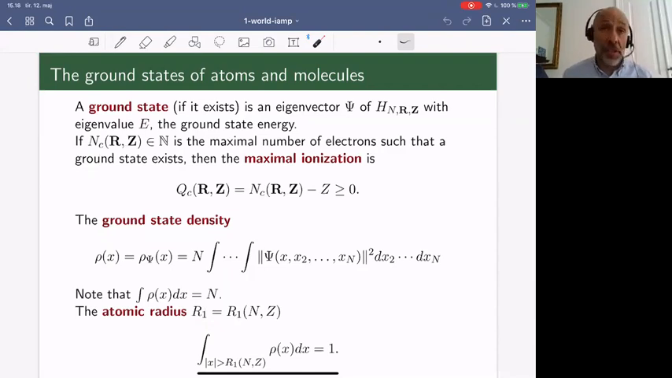Of course, you could also talk about the radius R2, and I think it depends on the type of atom what would be the right definition for the thing that corresponds to the empirical radius that we were discussing before. But I'll get back to that a little later when I will try to estimate this radius R1 for different atoms.